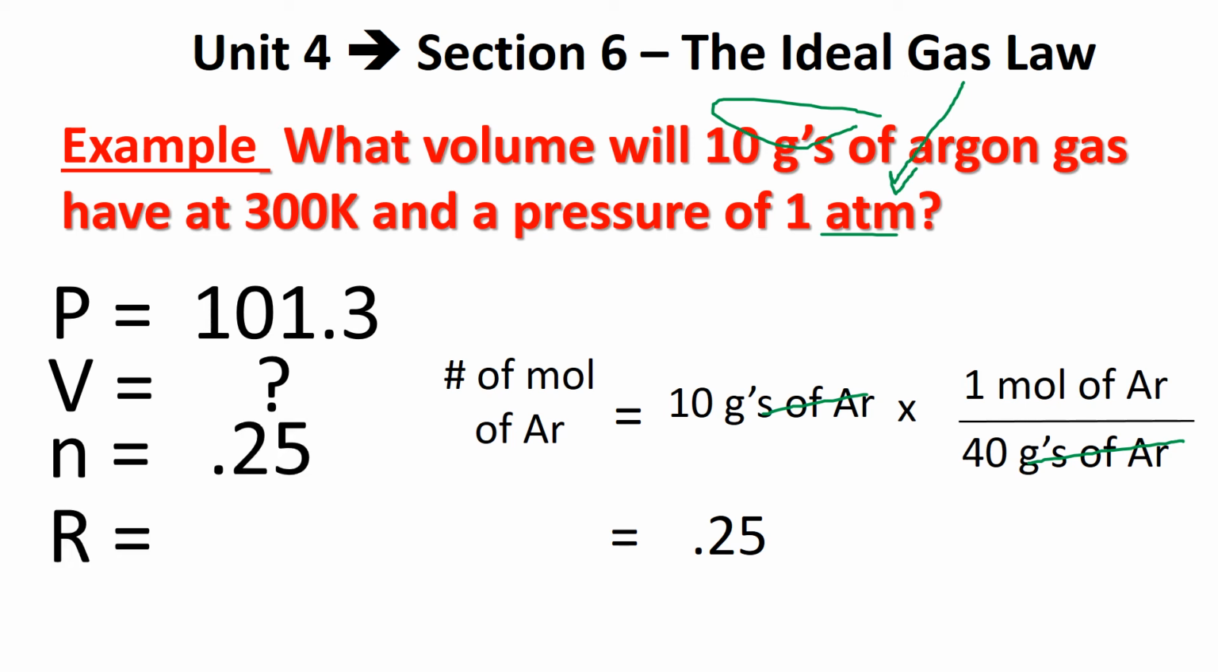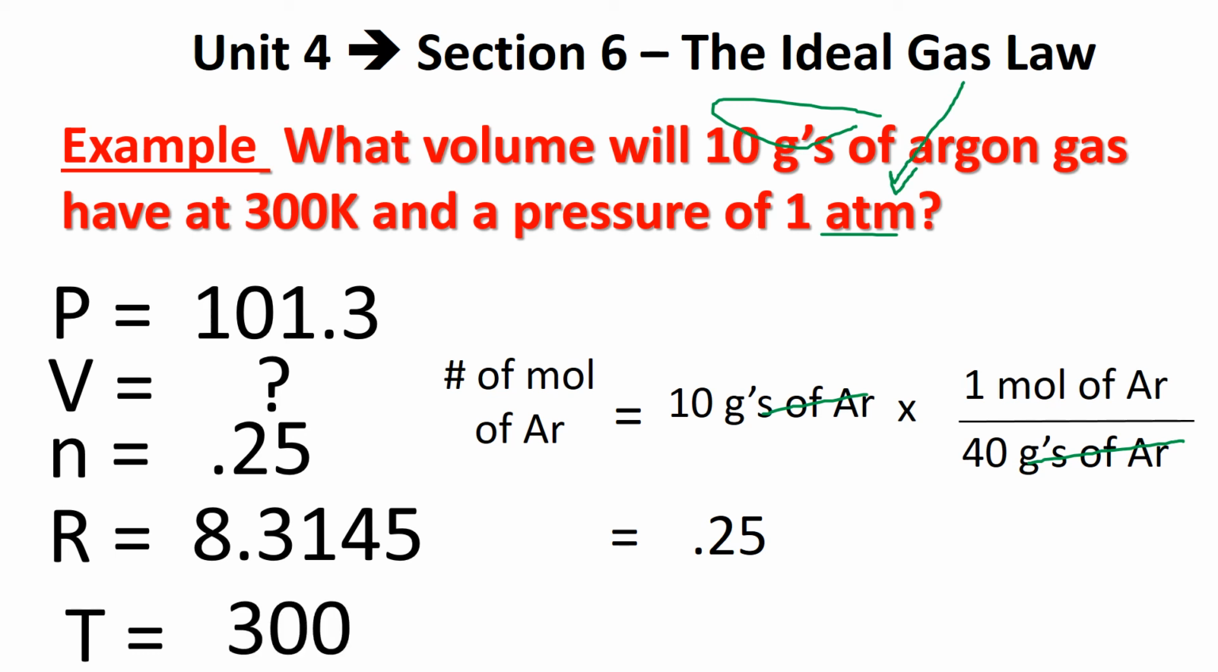So finishing off here, R, don't forget it's always 8.3145, and it has that crazy unit, but I'm not going to write it. And lastly, T for temperature, it's 300 kelvins. It's not in Celsius. If it were in Celsius, I would convert to kelvins, but it's already in kelvins, so let's just proceed.